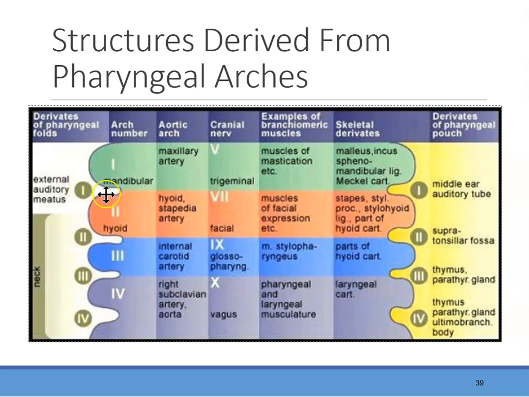So from these grooves or clefts, we get, with number one, the external auditory meatus, or canal rather. So the ear comes from the groove or cleft 1, and from the pouch, which is from the inside, again, something to do with the ear. So remember, ear has the letter A in it, A for 1.